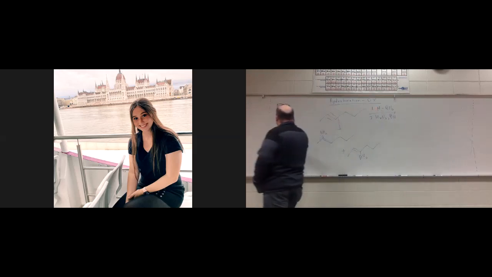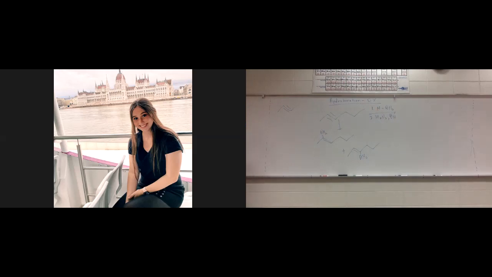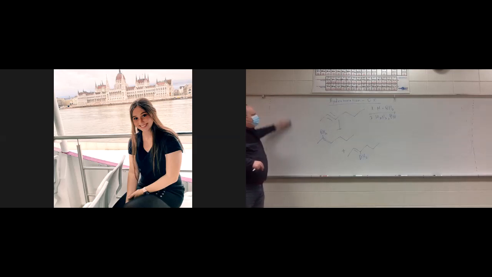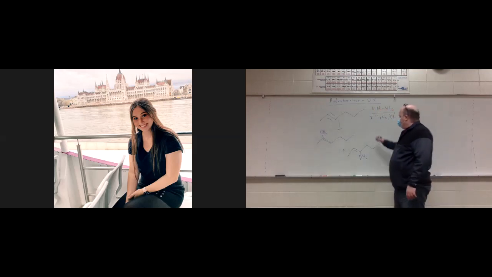If I had given you a symmetrical one, like that, then, again, BH2 would go on either one of these, but they're the same, so it doesn't matter. But here, it does. So what you're going to see with internal alkynes is that you're going to be able to hydroborate, I guess that's the word, either one of the carbons involved. If it's symmetrical, it doesn't matter. But if it's asymmetrical, that means you're going to get a mixture of carbons.